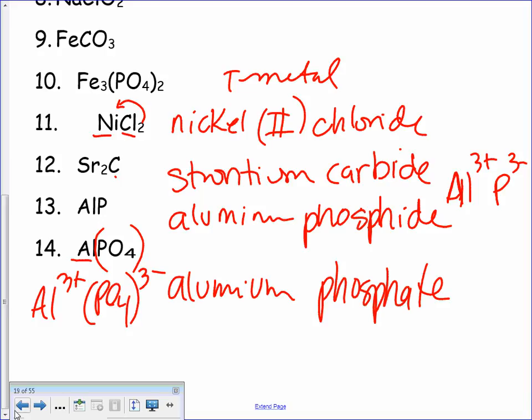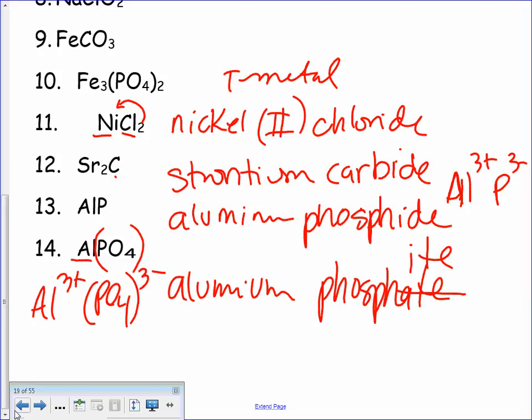So if I had instead given you the name aluminum phosphite, how would that formula change? It would just be O3. Right, instead of O4. So I just said, instead of giving you an ate ending, I had given you aluminum phosphite. Then that would be AlPO3, not O4.